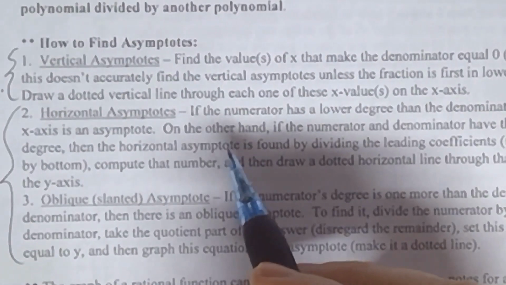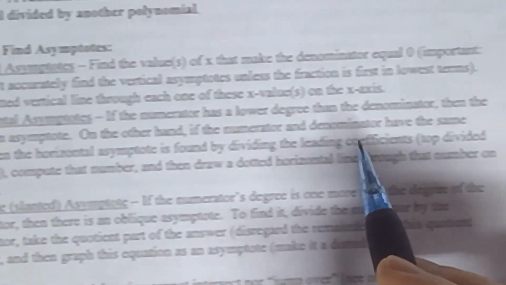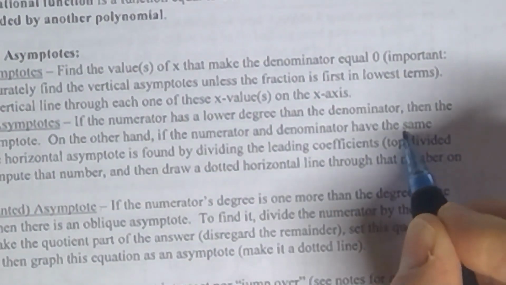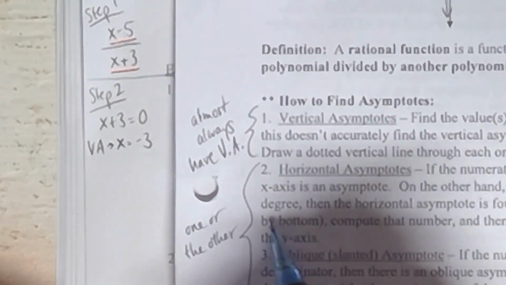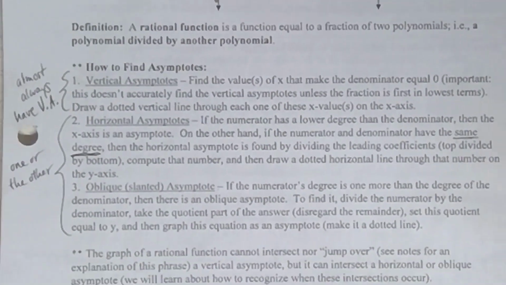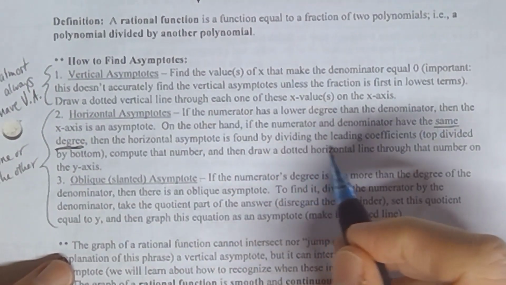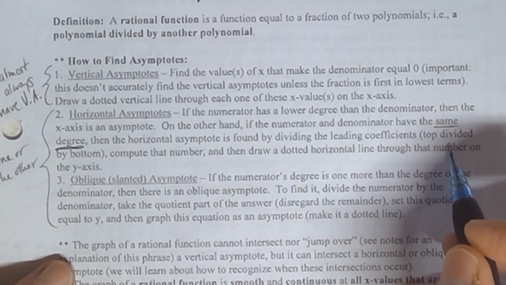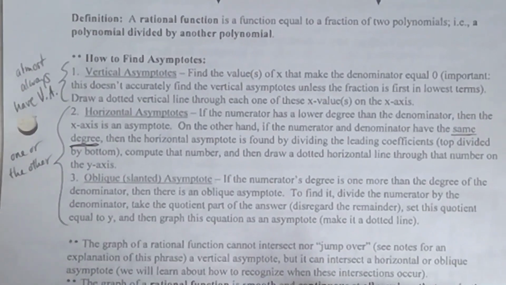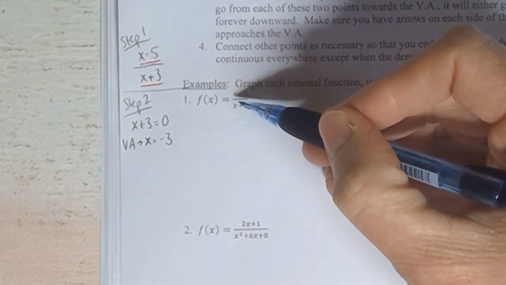So let's keep reading this paragraph. It says, on the other hand, if the numerator and denominator have what? The same degree. Now that's what, now we're talking here. That's the one that we're looking for here. All right. Then the horizontal asymptote can be found by dividing the leading coefficients. Okay. The leading coefficients, remember, are the coefficients of the highest degree terms.